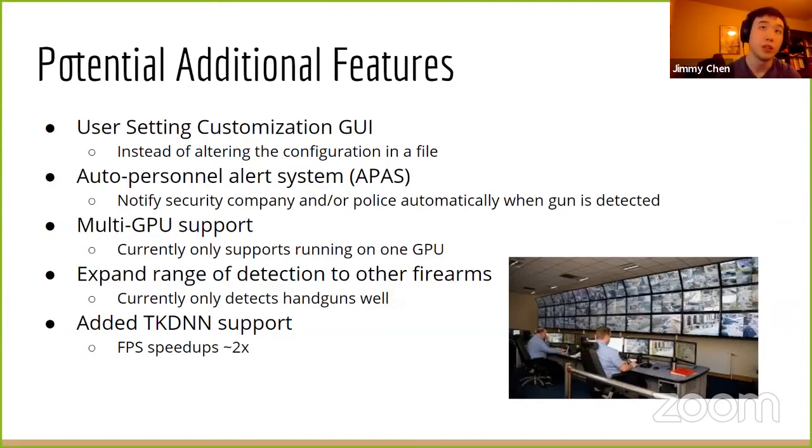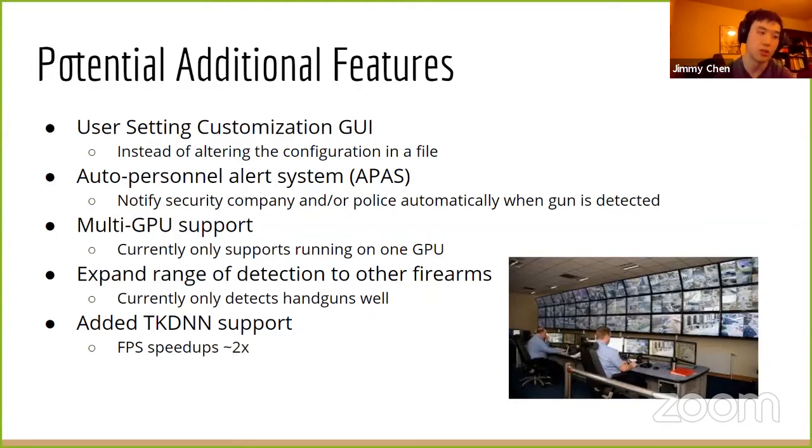These are potential additional features that are relatively easy to implement. Instead of altering the configuration file, you could have a user-customized GUI, which is better for user experience. Some sort of companion app or alert system could notify police or a security company automatically through the web. That could be implemented relatively easily.